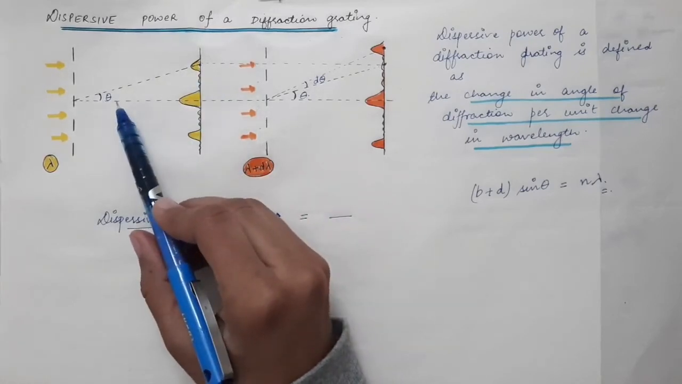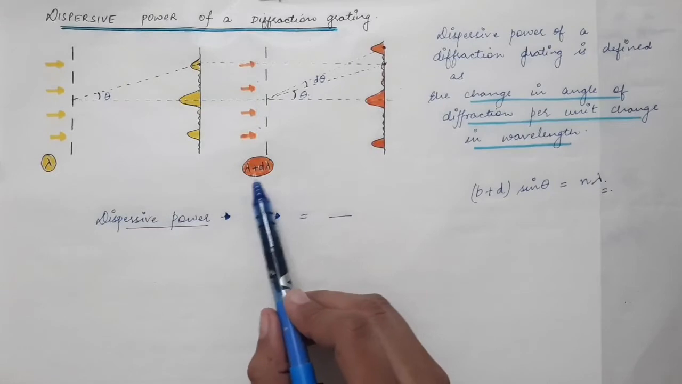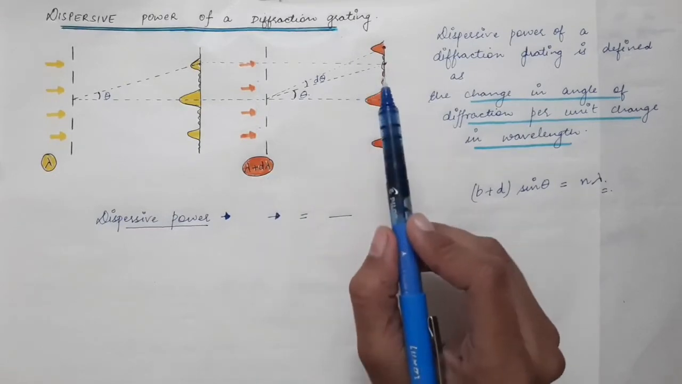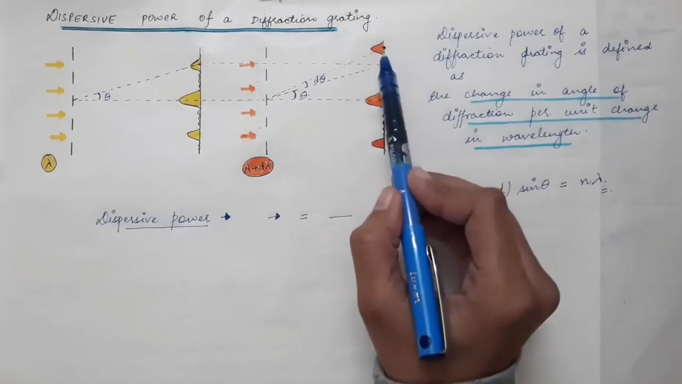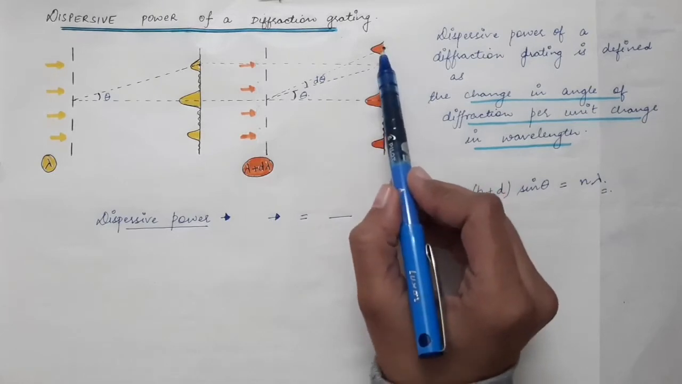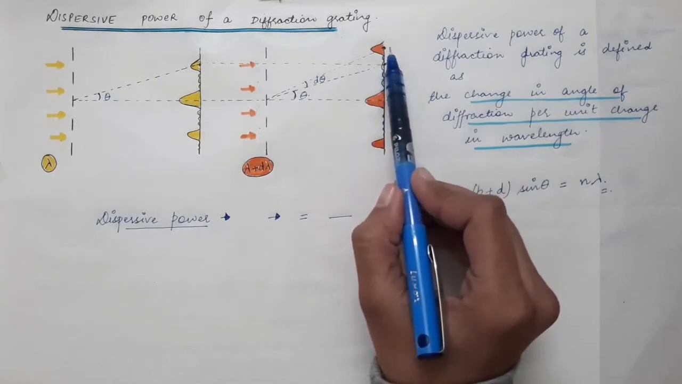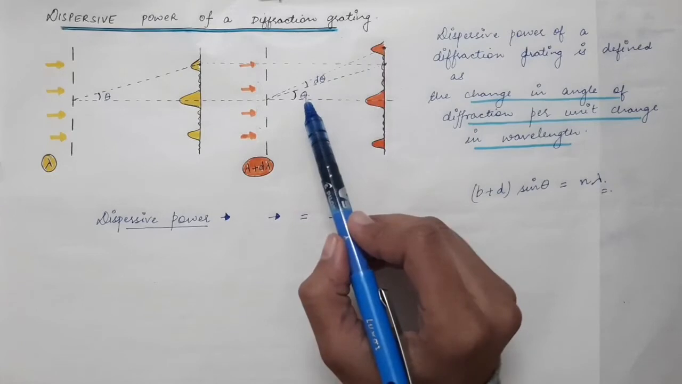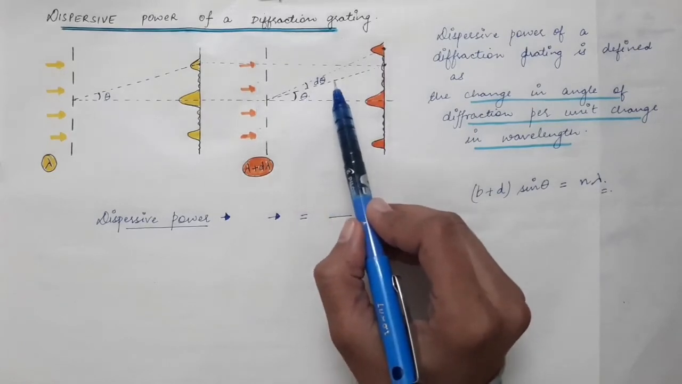For the case of wavelength lambda, the angle of diffraction of the first principal maxima was just equal to theta, but as you have changed the wavelength by a small amount, the diffraction pattern also gets shifted, the principal maxima gets shifted. So the angle of diffraction of this first principal maxima will be equal to theta plus d theta.